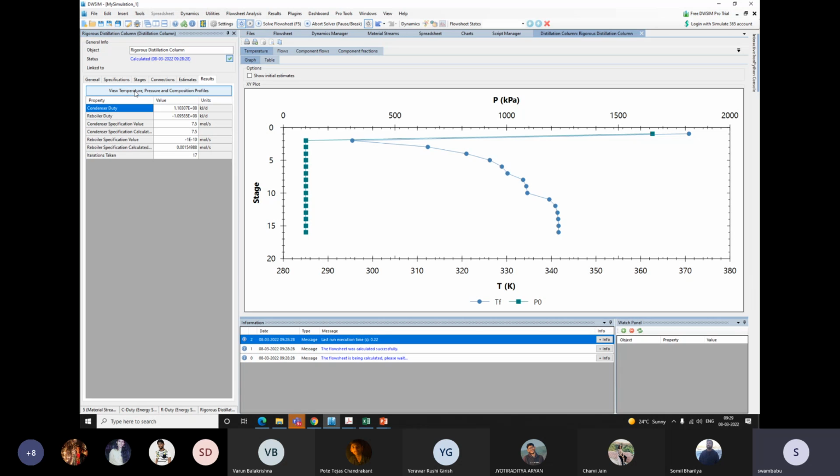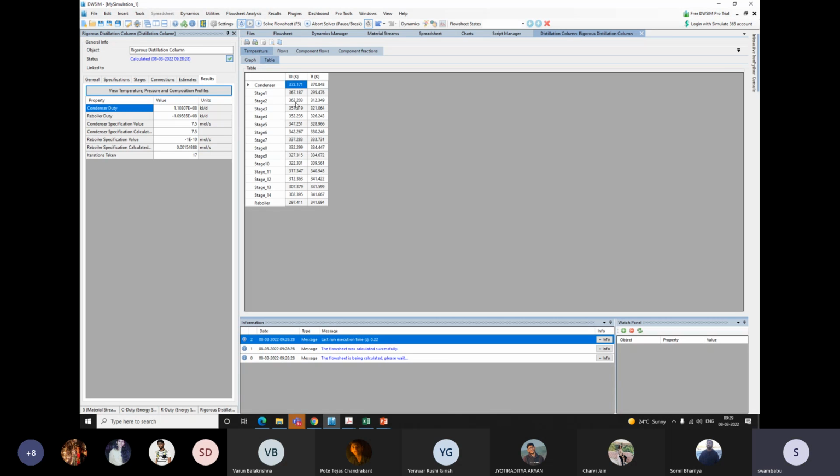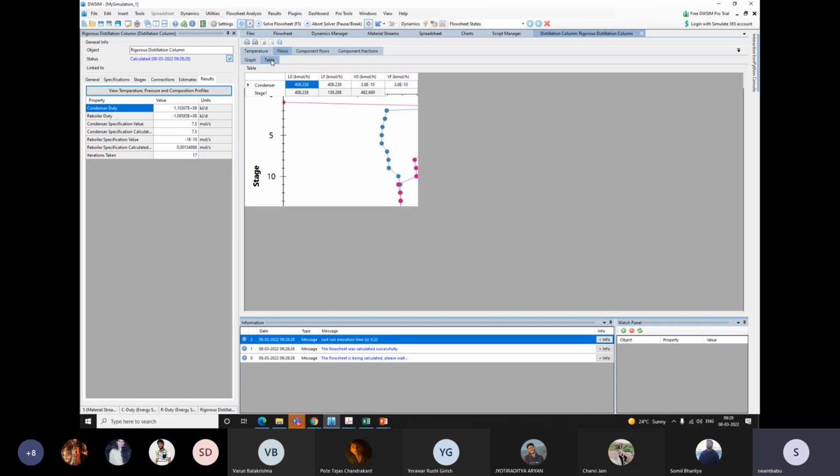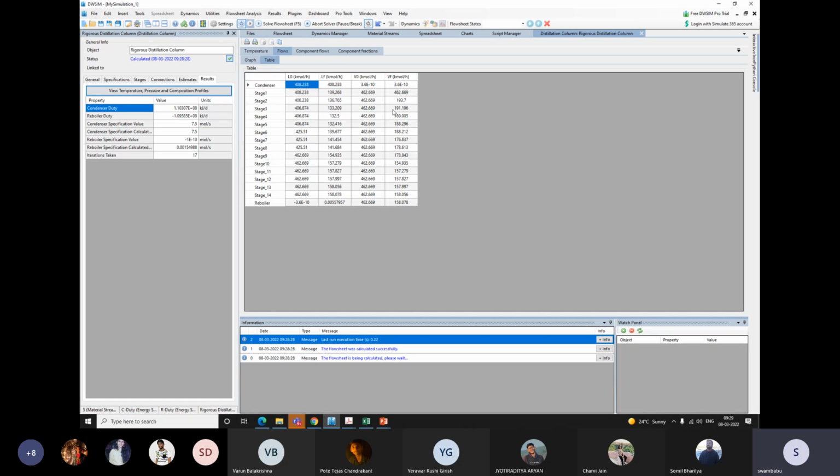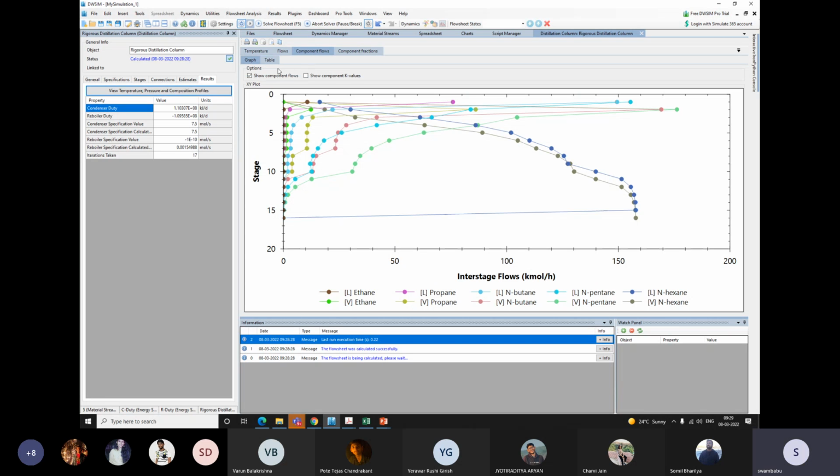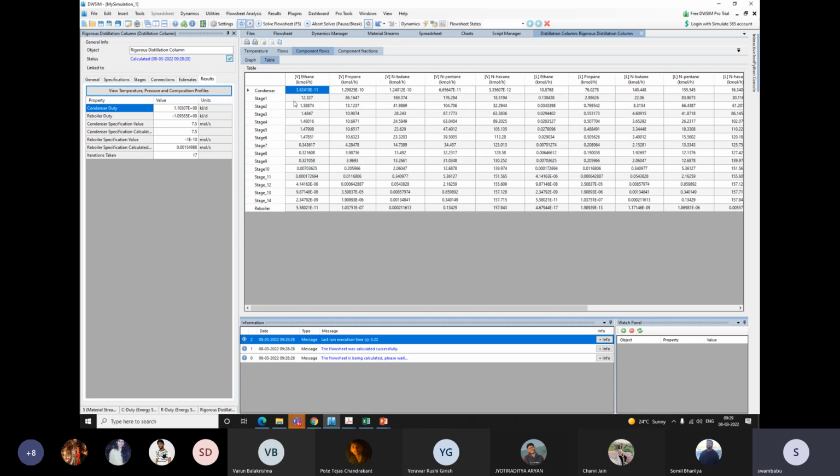And here, view temperature, pressure. So this is the pressure at each stage, and the temperature at each stage. The condensate temperature is the temperature of the liquid leaving the top. So this is the temperature profile across the column, and these are the flow rates: the liquid flow rates, vapor flow rates across the stages, and component flows. So these are at each stage.